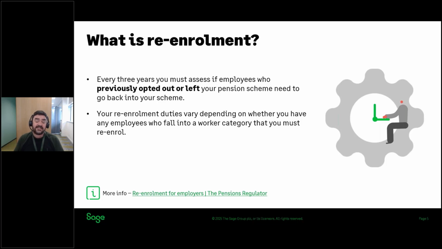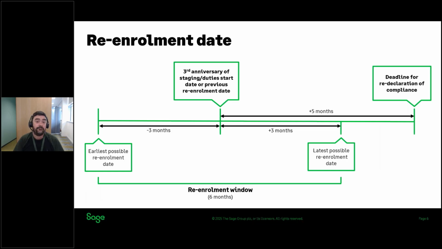Now, this is a cyclical re-enrolment, which means it happens every 3 years, and it needs to be completed in a window around your 3rd anniversary of either your duty start date or your previous re-enrolment date. So whatever that date was, you move forward 3 years, and then you've got a window of 6 months, which starts 3 months before the 3rd anniversary and ends 3 months after the 3rd anniversary of that duty start or previous re-enrolment date. So you are able to choose your own re-enrolment date within that window.